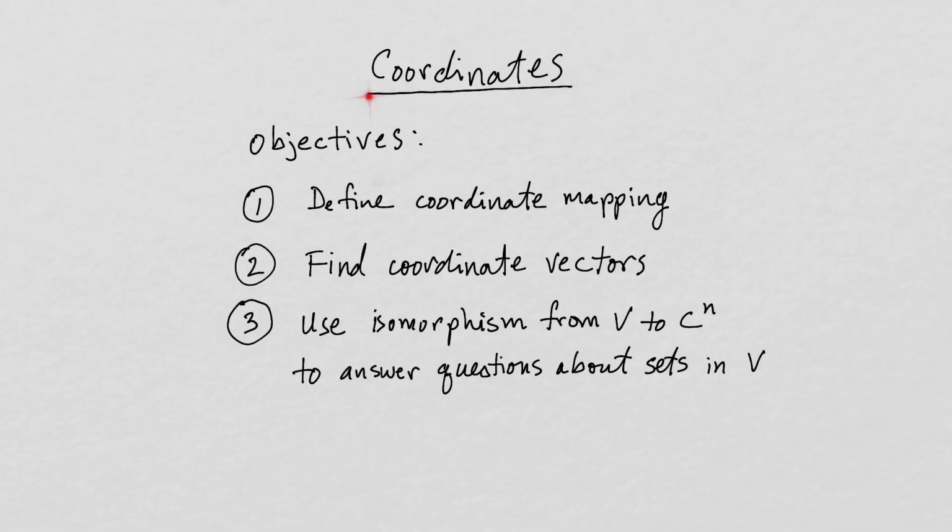Okay, that finishes our video on coordinates. We defined the coordinate mapping, we did some examples about how to find coordinate vectors, and then we used the isomorphism from V to Cn to answer questions about sets in V, in particular whether a given set was a basis for V.